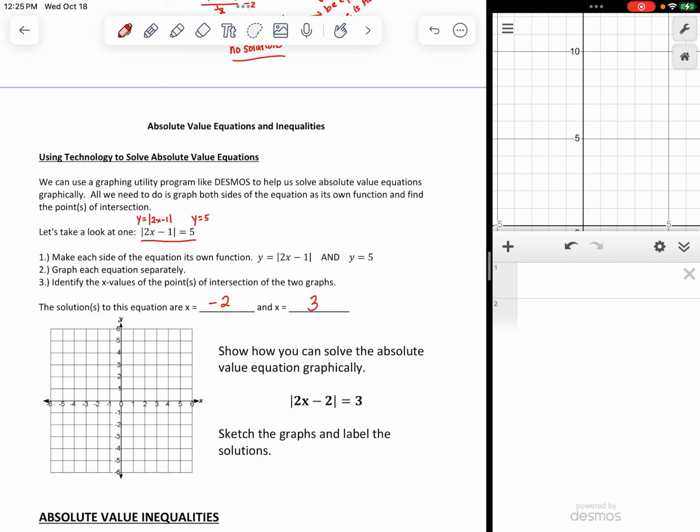And you might notice that sometimes there are two solutions. Sometimes there's one, in the case of those extraneous solutions. And sometimes there are zero if the two do not intersect at all. This is how you solve an absolute value equation graphically. And now you get to practice.